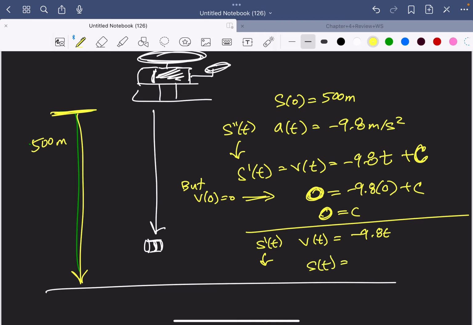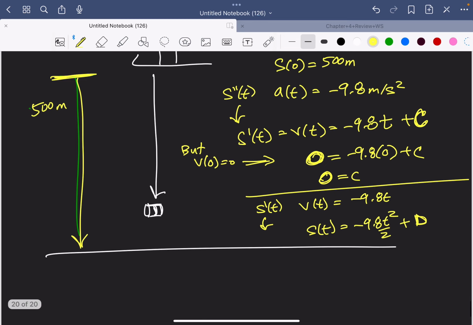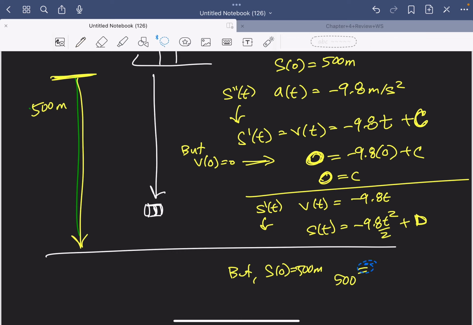So if our velocity function is negative 9.8 t, then we can go from that first derivative back to position by taking one more antiderivative. We get this t squared over 2 plus some constant d. But we know at time 0, we should get out 500 meters. So 500 is equal to, let me see, just double checking, going through here. Negative 4.9, I got my negative 4.9 t squared.